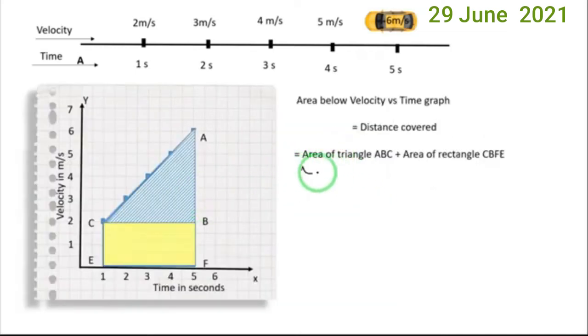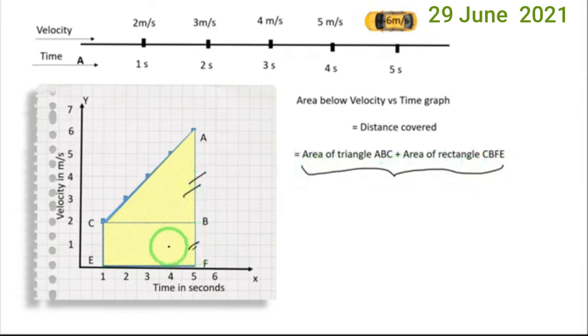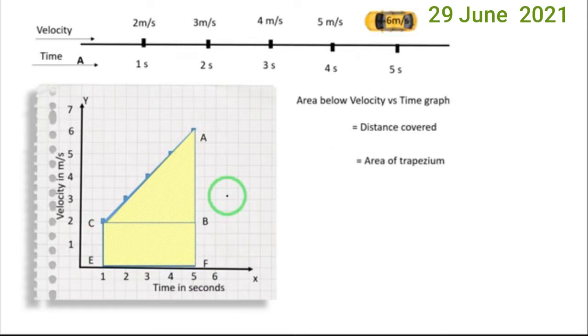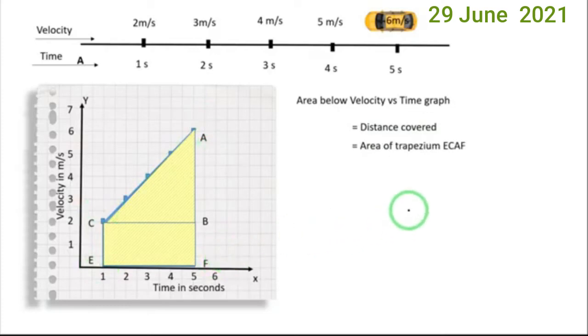So here I have written area of triangle and area of rectangle, and that will give you the distance covered. If you add these, what shape are we getting? The entire shape from here to here is the area of a trapezium, right? Now what is the area of the trapezium? We will call this trapezium ECAF.